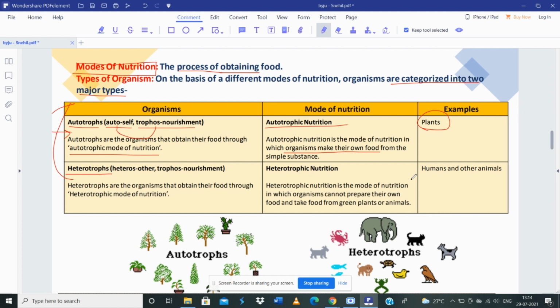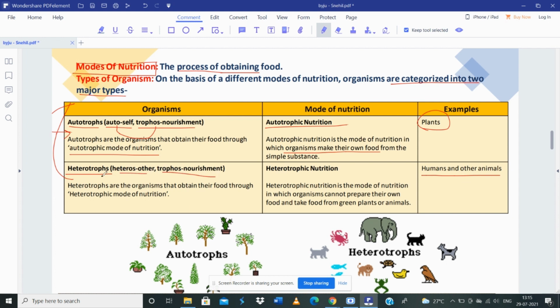If in case you want to make chicken, from where do you get chicken? Right? So you depend on others to obtain your food, right? So such organisms who depend on others to obtain their food and cannot prepare their own food, such organisms are called heterotrophs. Okay, so now here heteros means others, trophos means nourishment.